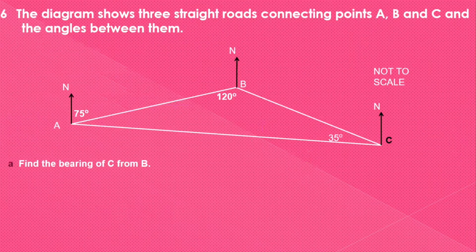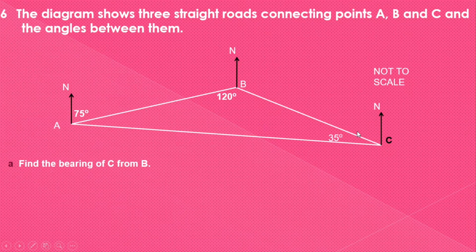The last question: the diagram shows three straight roads connecting points A, B, and C. A, B, and C are the three points which are connected with the help of roads. These are the roads. You can say AB, BC, and AC. They are nothing but the roads. And the angles between them are given to you. So the bearing of B from A is 75 degrees and so on. So you find the bearing of C from B.